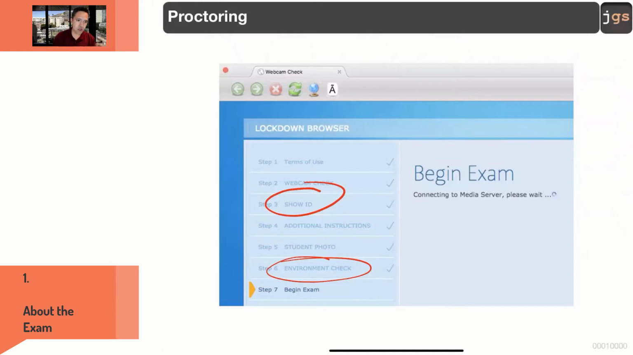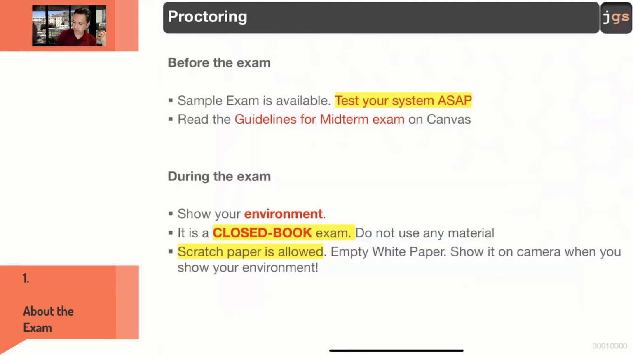As we mentioned before, you can use paper. It is okay to have scratch paper. Show the paper to the camera. Be sure that on the camera you show that the paper is white, empty. Nothing there. Nothing printed or notes, whatever.